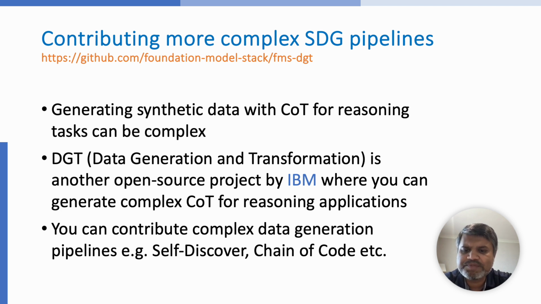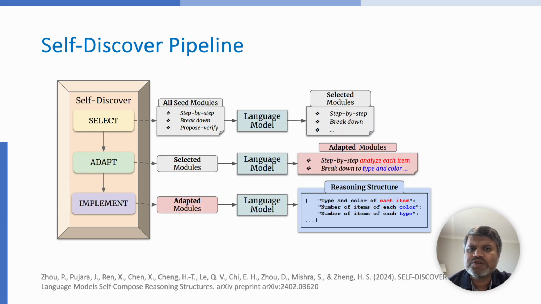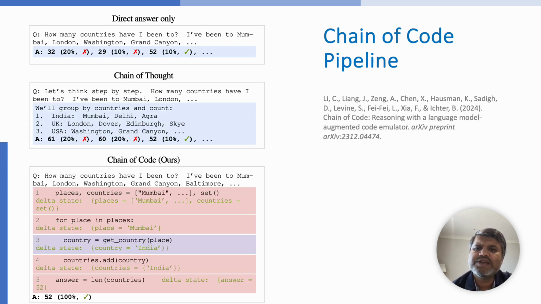You can think of, for example, state-of-the-art pipelines that exist like chain of code or self-discover. Someone can come and implement these pipelines or some other pipeline in this open source project, and that will be used for generating data in the next iteration. So just briefly explaining, this is not a work from IBM, and probably you already know about this. Self-discover is where they provide 39 or so types of reasoning, and they ask the model to first pick the appropriate types of reasoning and then perform those reasoning. And chain of code is where the problem is solved not only by language, but it involves code and running the code in an interpreter.